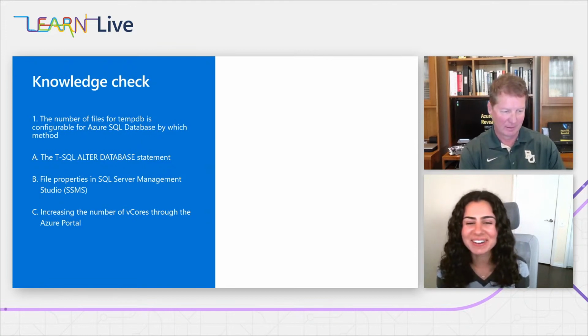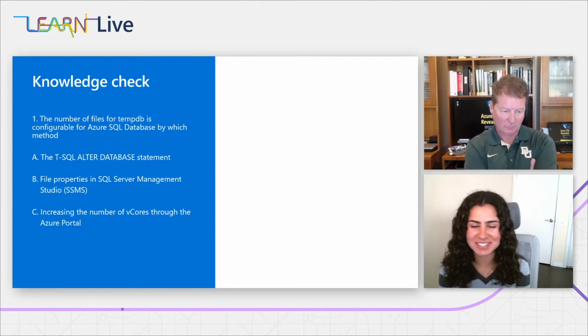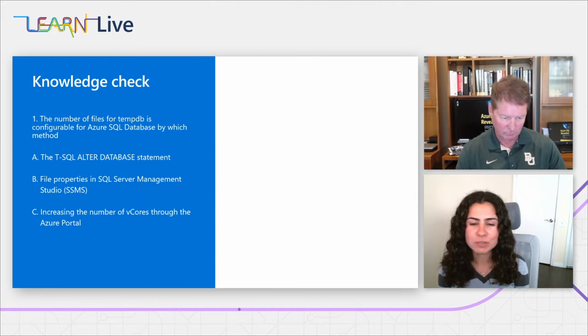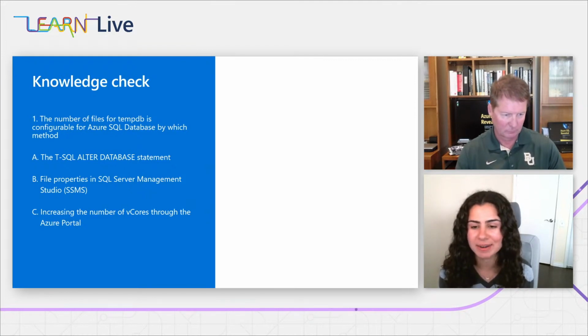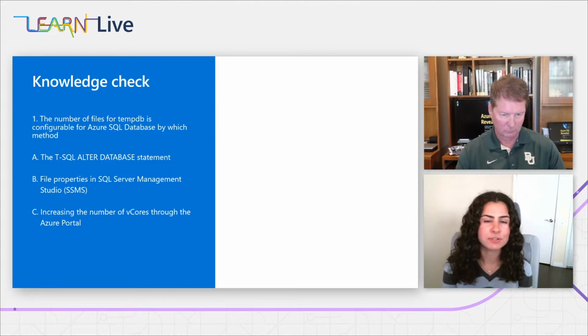Okay, let's go ahead and we got some answers in. Looks like most people are saying C, increasing the number of vCores through the portal. But some people are saying using file properties in SSMS. Can you take us through the answer for this one?